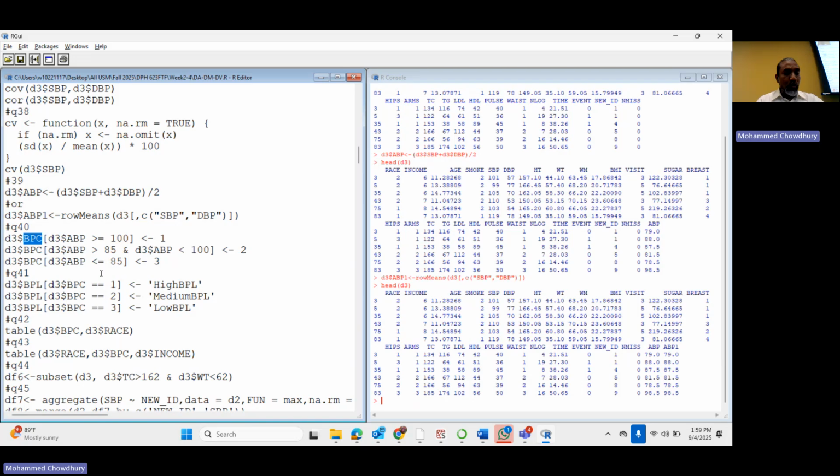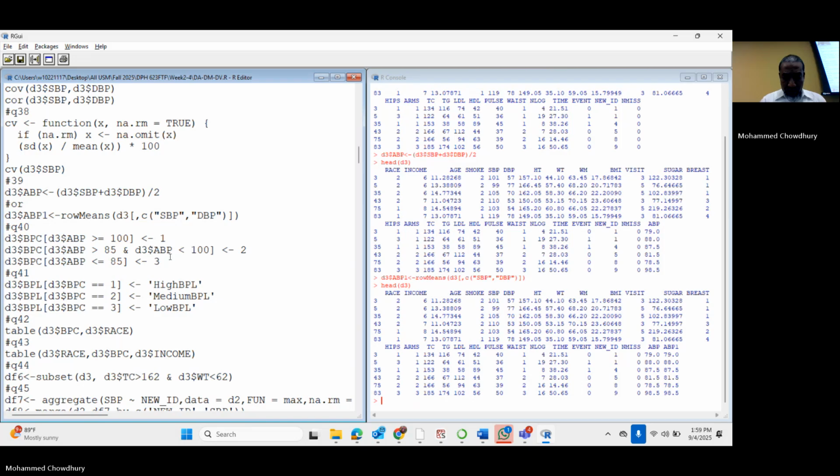Okay, so now what I want to do, ABP variable I have created. If ABP is greater than 100, I want to give them level 1. If ABP is greater than 85 and less than 100, then I want to give level 2. If ABP is less than 85, then it will be 3. So each of these categories is mutually exclusive. They do not overlap. First one is greater than or equal to 100. Second one is greater than 85, less than 100. So this is non-overlapping, right? So no observation is cut off the way I have written the code. There is nothing overlapping.